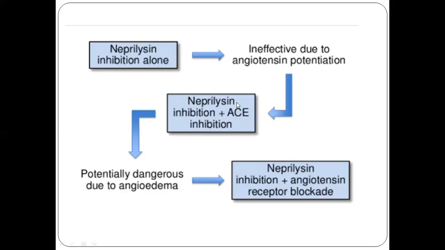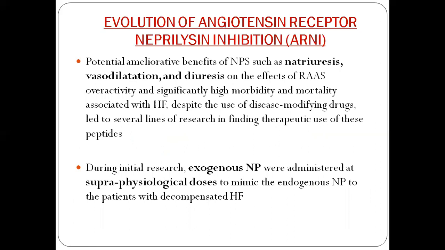Neprilysin plus ACE inhibition can lead to fatal angioedema due to bradykinin, and thus neprilysin inhibition plus angiotensin receptor blockade should be used. So how this ARNI actually came into the picture was, they had seen that all these natriuretic peptides cause natriuresis, vasodilation, and diuresis. So it has a very beneficial effect. In the initial research, they started administering exogenous natriuretic peptides. They thought that if you administer natriuretic peptides from outside, there will be more diuresis, more natriuresis, more vasodilation, which is all helpful in heart failure.